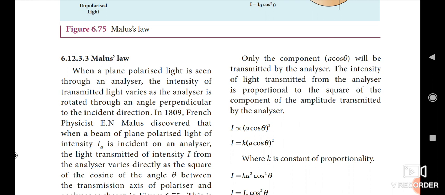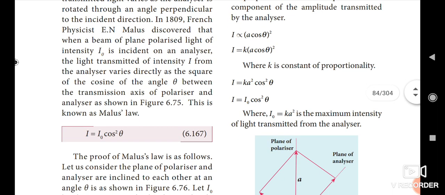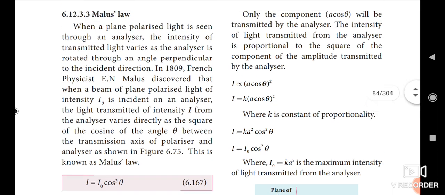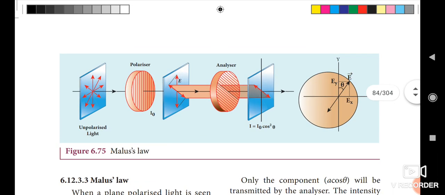Now, the light transmitted of intensity I from the analyzer varies directly as the square of the cosine of the angle theta between the transmission axis of polarizer and analyzer. Okay, see the figure 7.29. First, the unpolarized light from the light source is passed through the polarizer, and only a particular axis, a particular direction, is allowed.